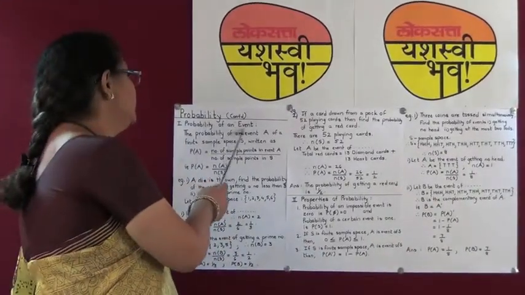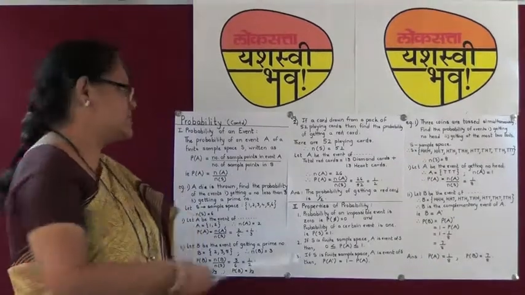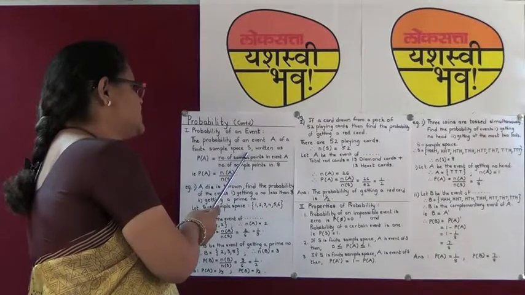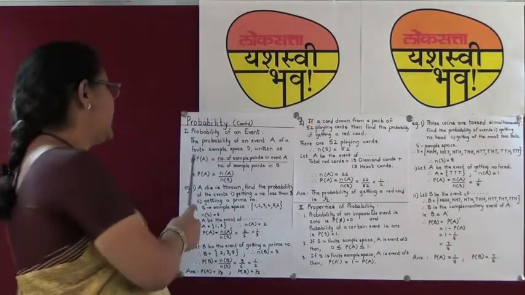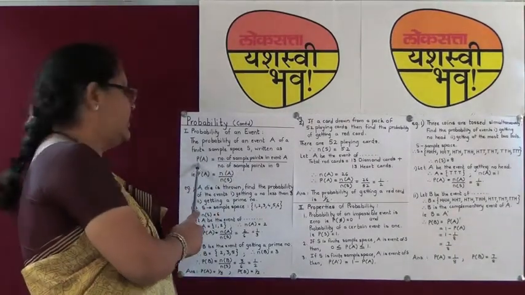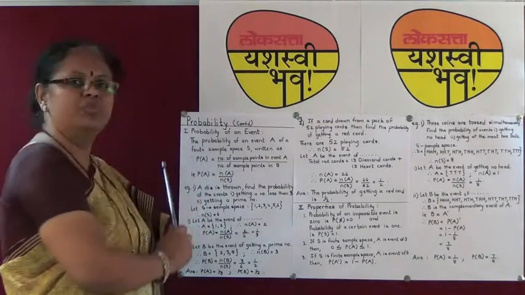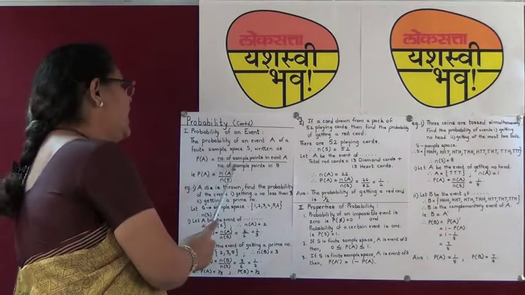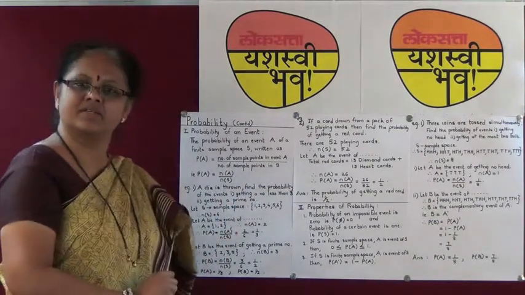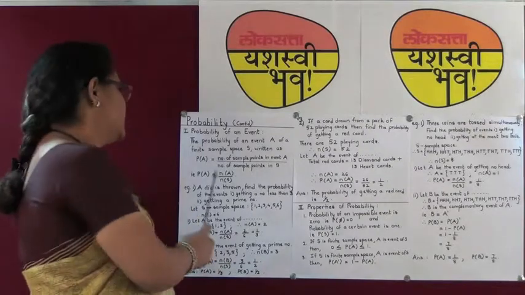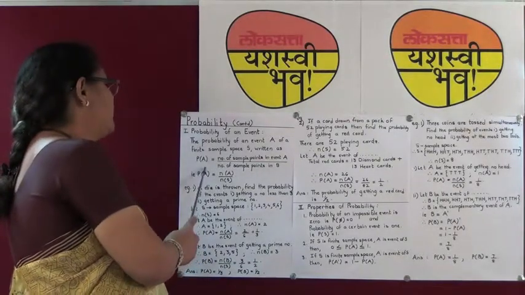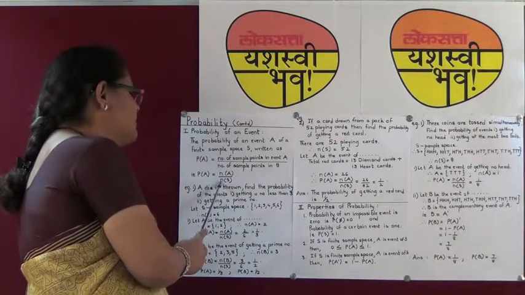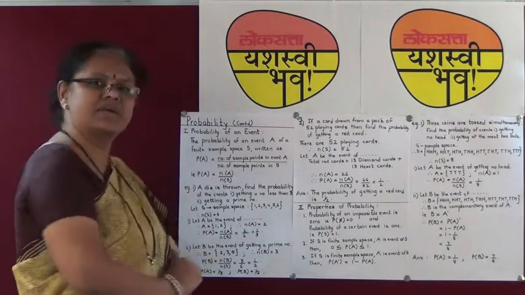When we come to the probability of an event, we say it as the probability of an event A of a finite sample space S will be written and denoted as P, standing for probability, event A written in round brackets. That is equal to the number of sample points in event A upon the number of sample points in S, that is the sample space. So in short we write it as P(A) is equal to n(A) upon number of sample points in the sample space S.